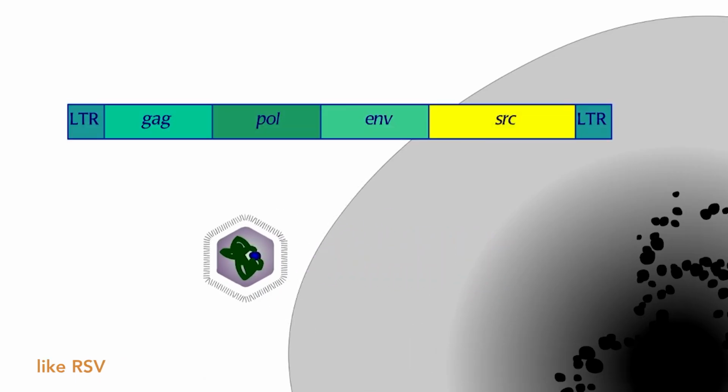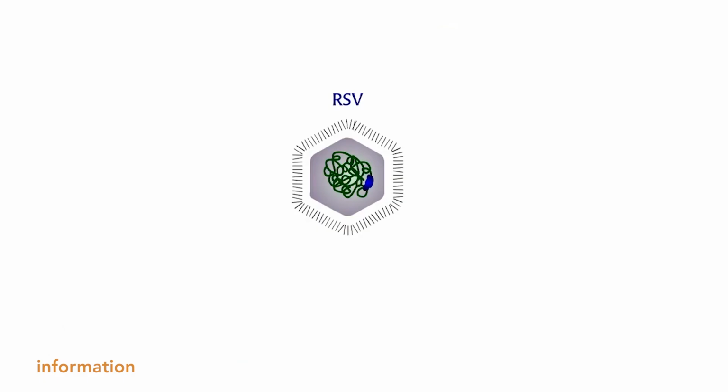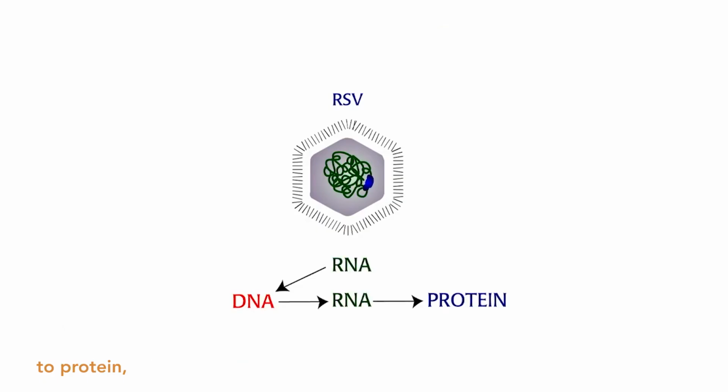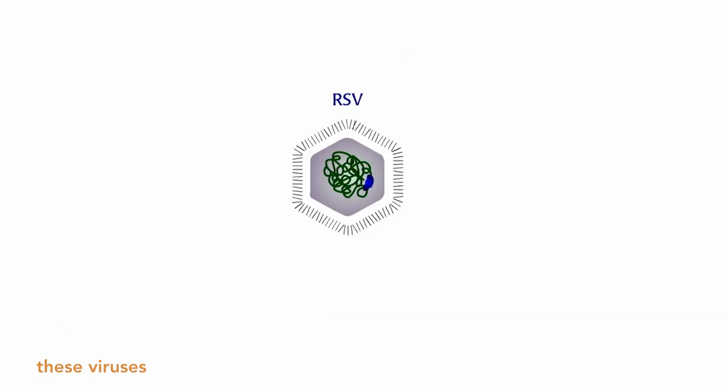Tumor viruses, like RSV, have picked up an additional gene called an oncogene. SRC contributes to malignancy. Crick's central dogma, where information flows from DNA to RNA to protein, does not apply to viruses like RSV. A reverse flow of information from RNA to DNA happens first, and these viruses thus became known as retroviruses.